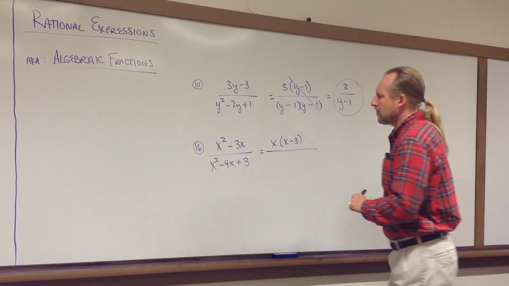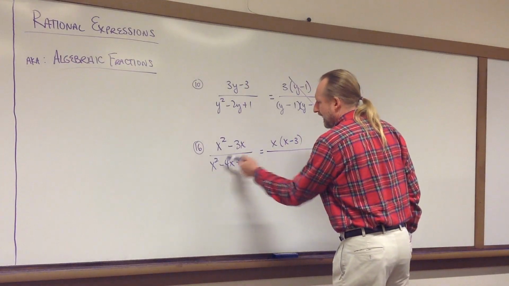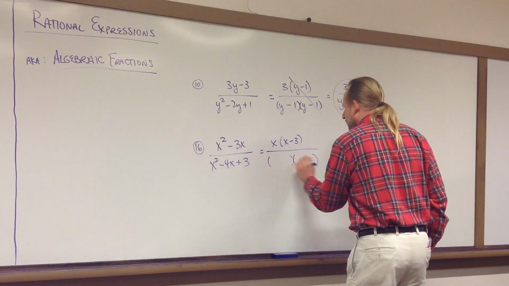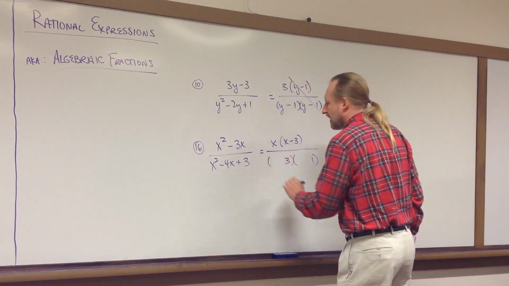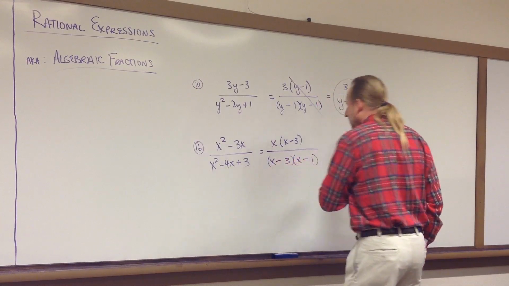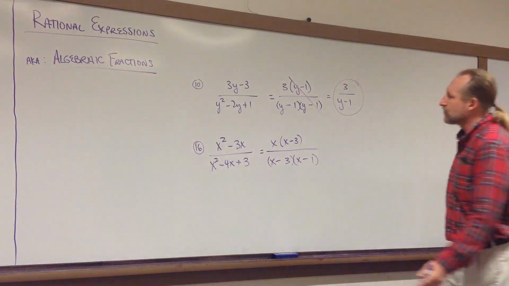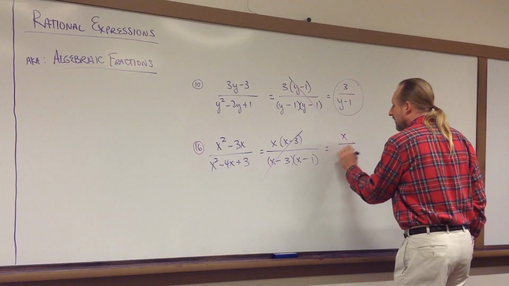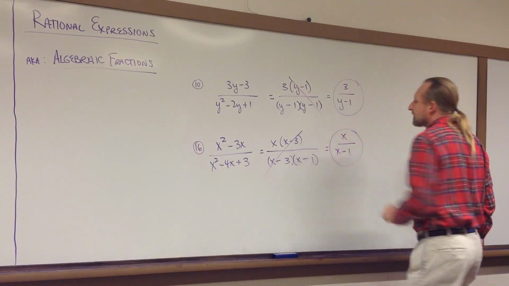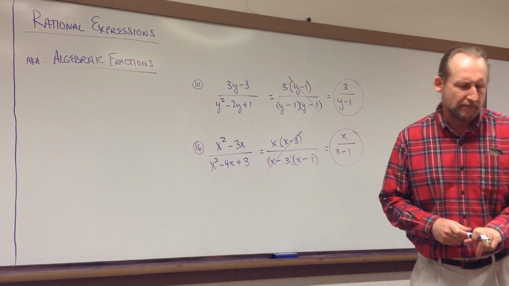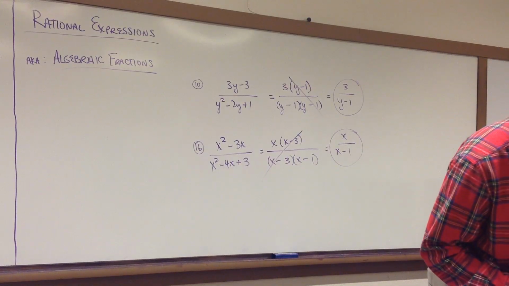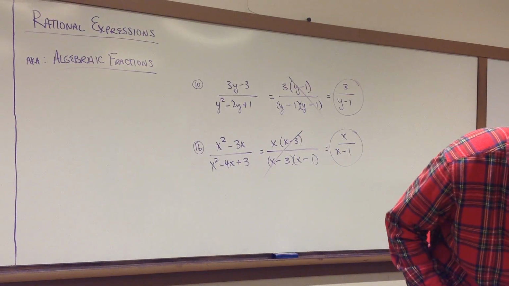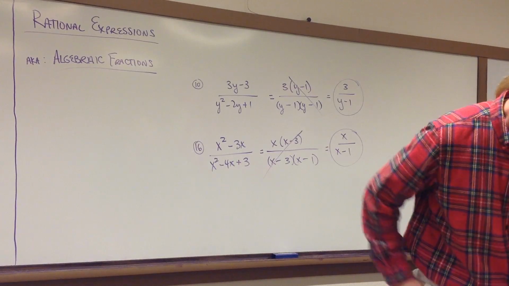And on the bottom, factors of 3 that add up to 4, we don't really have a choice. It's only going to be 3 times 1. So it's x minus 3 times x minus 1. These cancel each other out. We're left with x on the top and x minus 1 on the bottom.